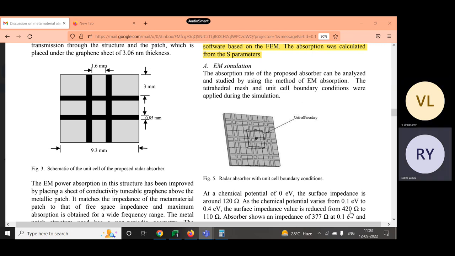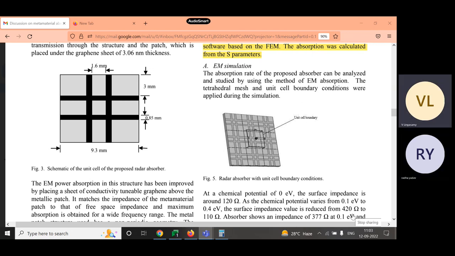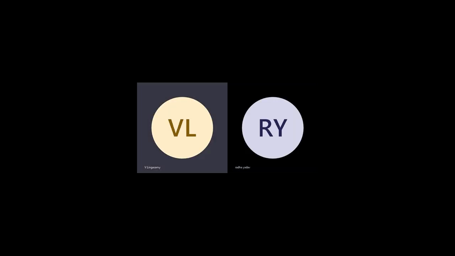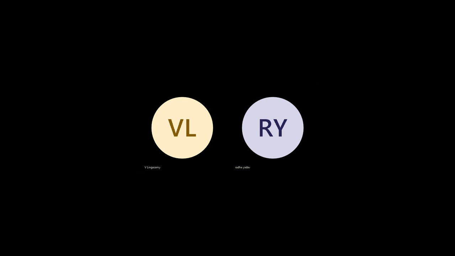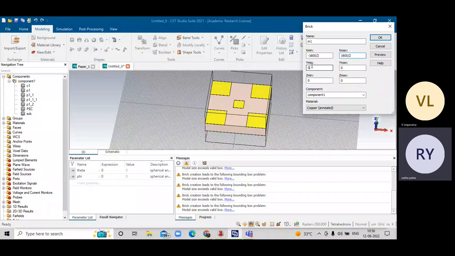Okay, sir. Now I got it. Can you give me access here? You can share your screen and then do it. So Y min will be 800 plus 850. And Y max will be 9300 divided by 2. Right, sir?